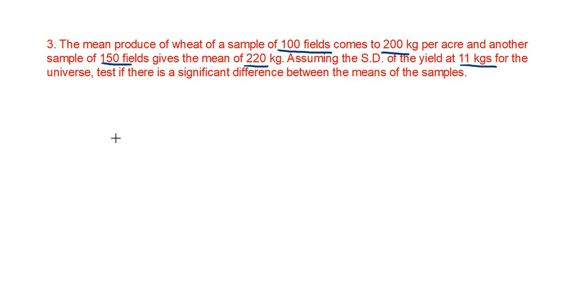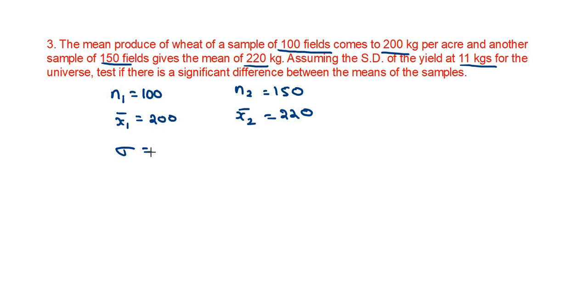Now we'll write the given data. N1 is equal to 100. N2 is equal to 150. X1 bar is equal to 200. X2 bar is equal to 220. And the standard deviation of the population sigma is 11. So we have here only the standard deviation of the population.